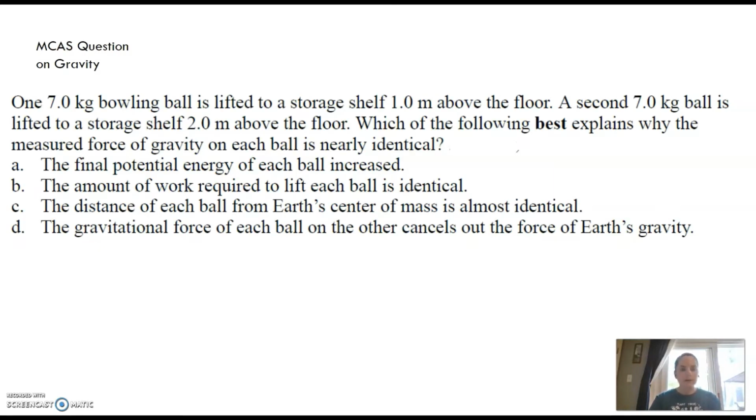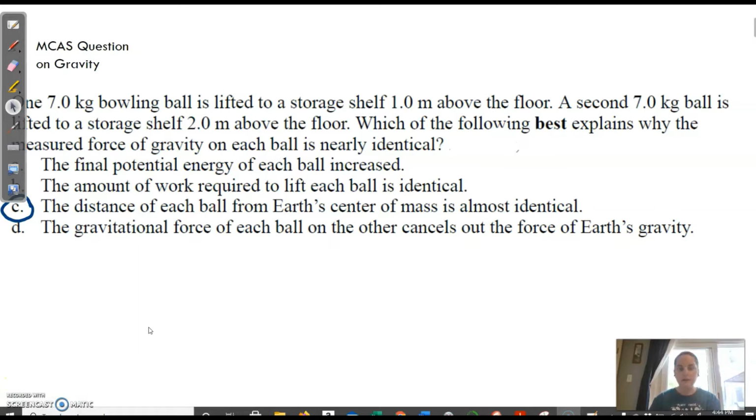So our first MCAS question says, a 7-kilogram bowling ball is lifted to a storage shelf 1 meter above the floor. A second 7-kilogram bowling ball is lifted to a storage shelf 2 meters above the floor. Which of the following best explains why the measured force of gravity on each ball is nearly identical? So go ahead, try your best on this one. So the answer here is C. The distance of each ball from Earth's center of mass is almost identical.